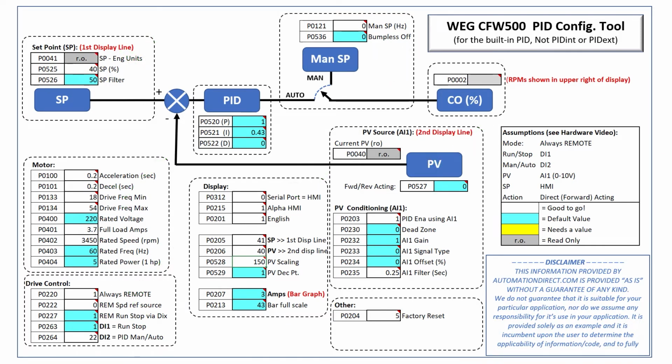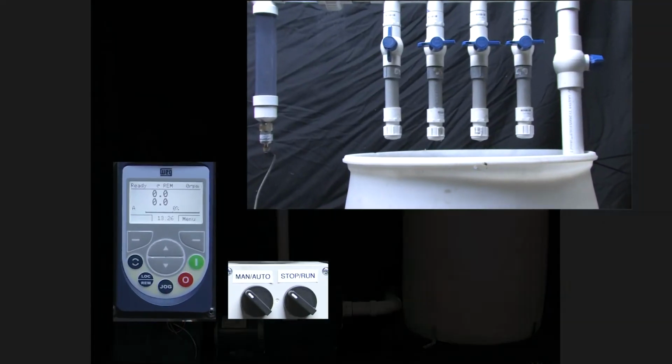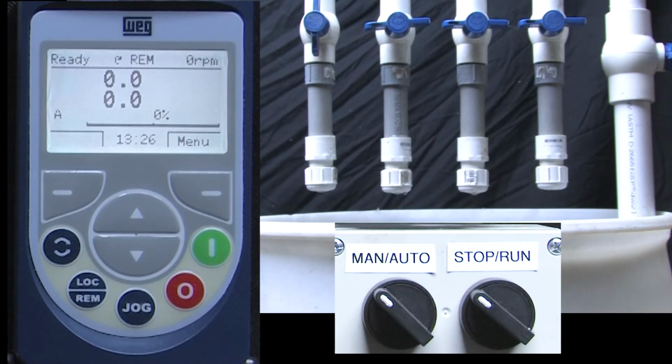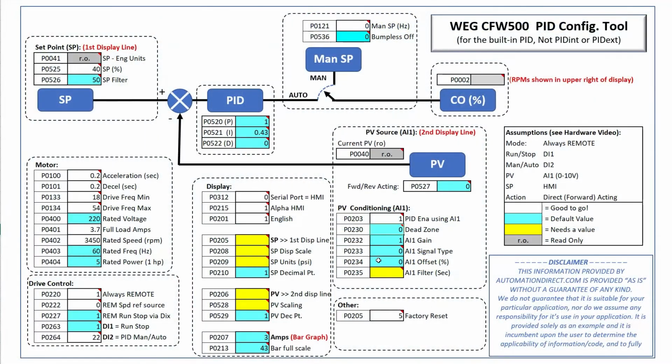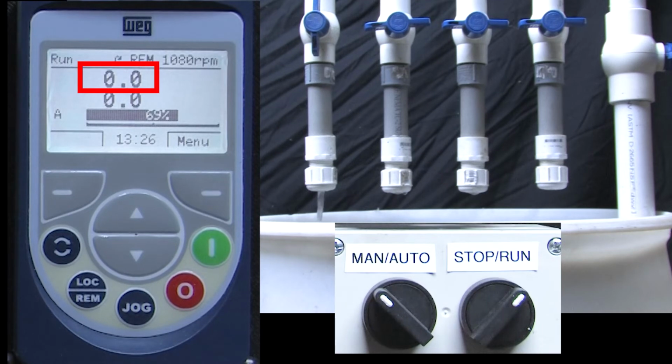I went ahead and entered all those into the drive to save us some time. Here's our test station. I'm going to zoom in on the display and the switches so you can see what I'm doing. Let's start with PID in manual mode. Remember, that's where we bypass PID and we manually force the control output to the motor to whatever we want it to be. I'll switch to run, and because the set point is currently 0, the drive spins the motor up to the min output frequency we specified in parameter 133, which comes out as this many RPMs.